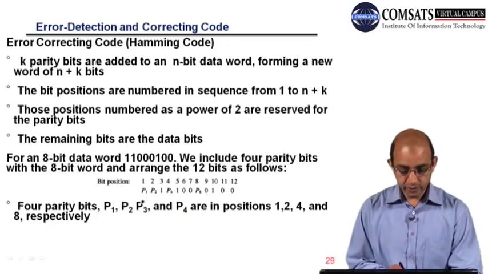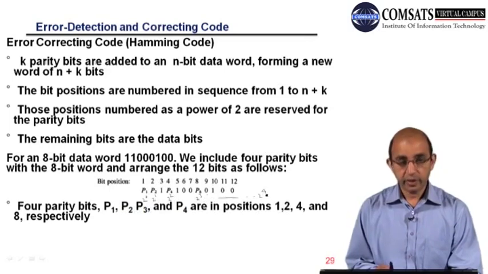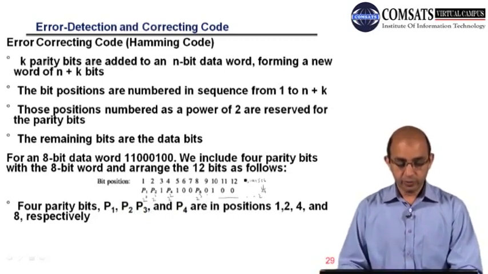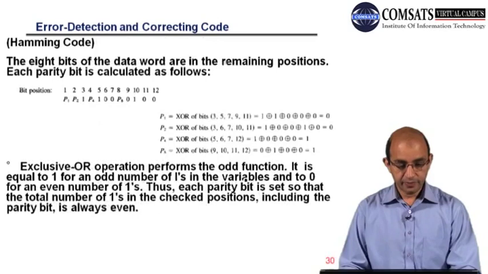So this is 2 raised to power 0, 2 raised to power 1, 2 raised to power 2, and 2 raised to power 3, right? I don't have 2 raised to power 4, because that would be 13, 14, 15, and 16. We don't have 16 bits, we only have 12 bits. These are the bit positions, and here we are generating the parity.